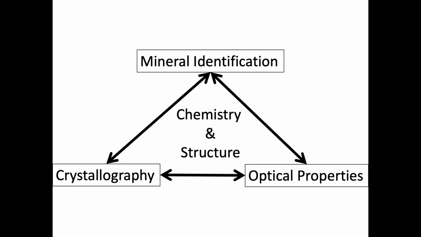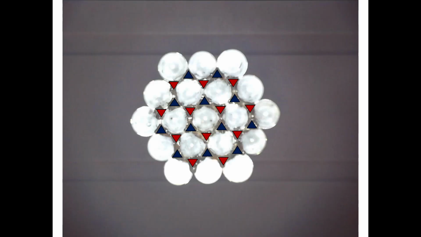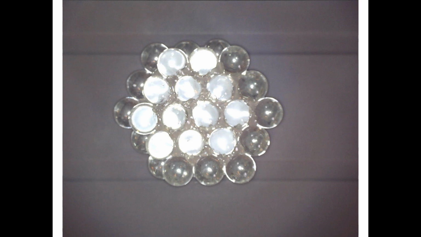So what all did we cover today? We talked in depth about the chemistry and structure of corundum, but in order to understand the structure of corundum, we first examined hexagonal closest packing, using a series of marbles held together with hot glue. These would end up representing the oxygen anions in our corundum structure.